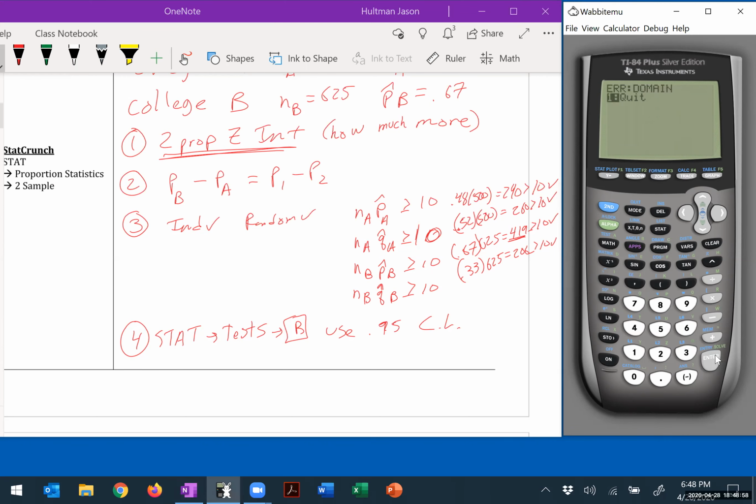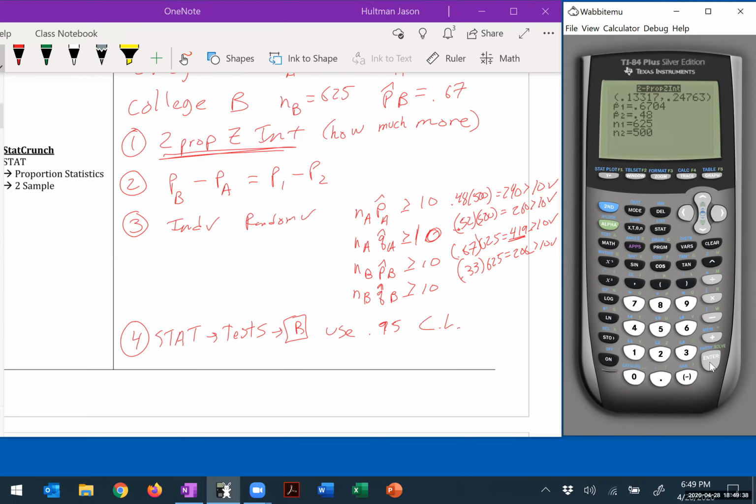So we're going to hit calculate. Oops, and it says that I have a domain error. Why do I have a domain error? Let's go back here. I must have put something in wrong. Oh, I didn't put in N properly. 625, right? Now hit enter, enter, enter. Oh, this one's in wrong too. 500 for that one, enter, enter, enter.